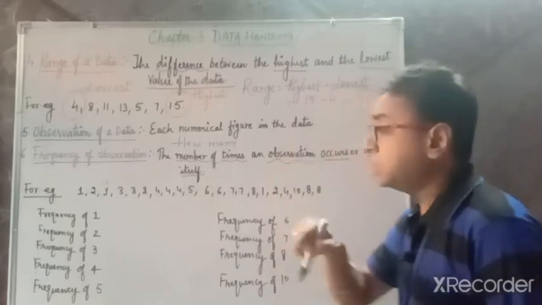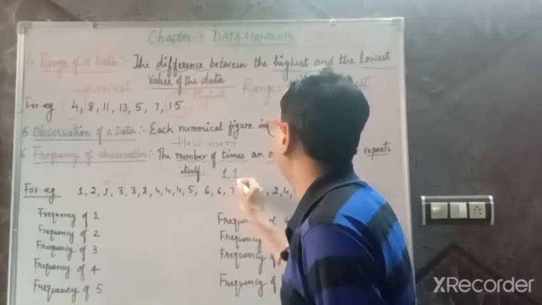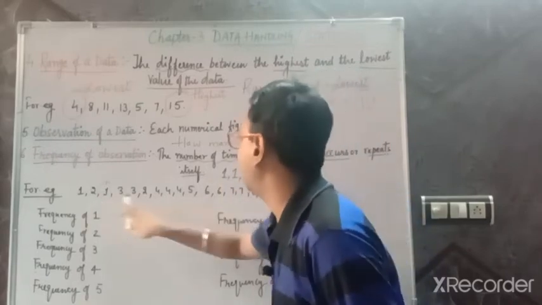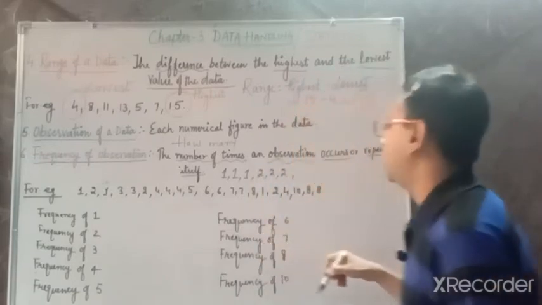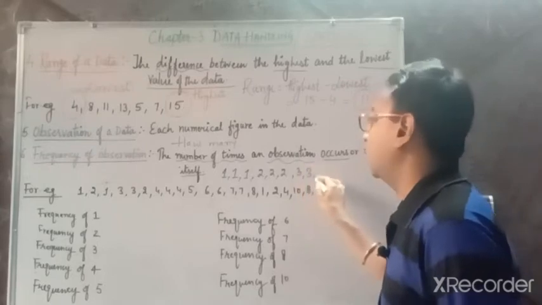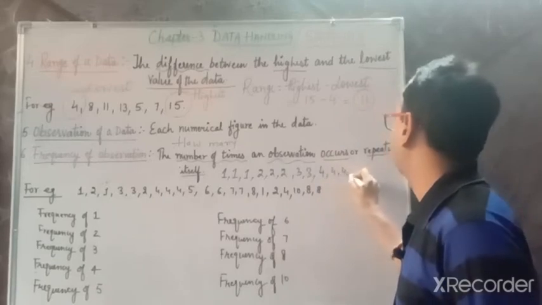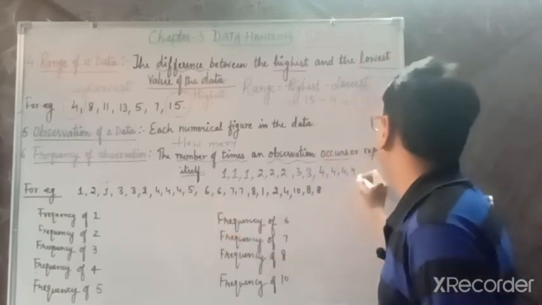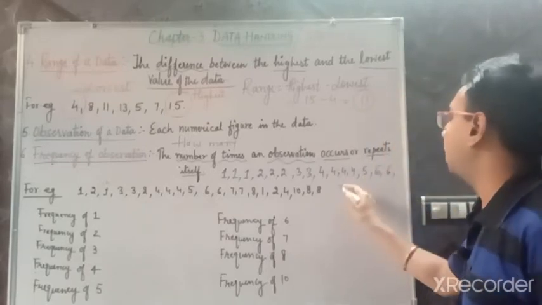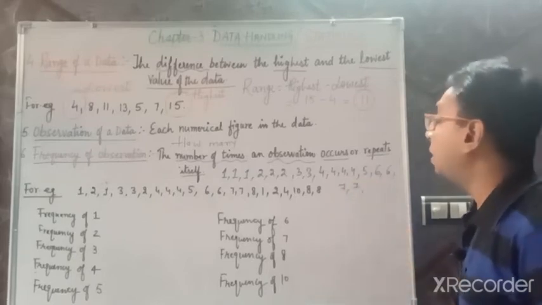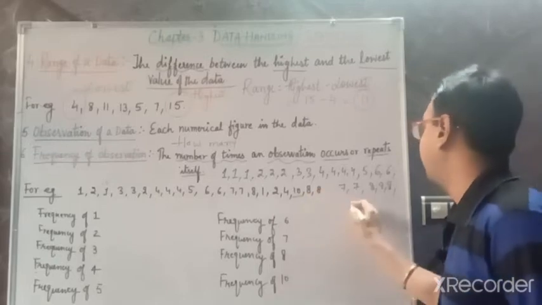Which is the lowest value? 1. So we'll write all the ones first. How many times is 1 coming? 3 times. Then 2. How many times? 2 is also coming 3 times. Then 3 is coming only 2 times. 4 is coming 4 times. 5 is coming 1 time. 6 is coming 2 times. 7 is coming 2 times. 8 is coming 3 times. And last but not the least, we have 10.